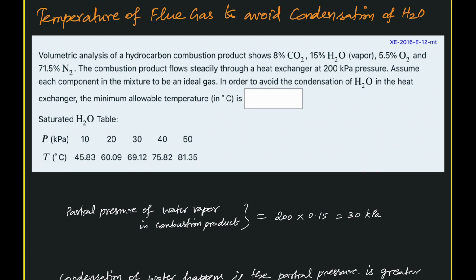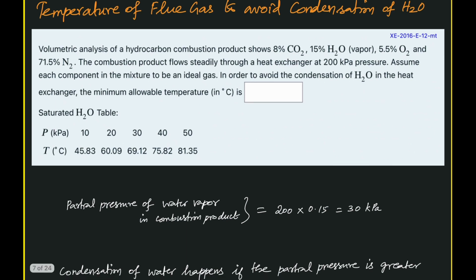Okay, now coming back, so partial pressure is total pressure multiplied by the volume fraction or the mole fraction. So we get 30 kilopascal. This is the partial pressure of water vapor in the combustion product, that is, the flue gas.